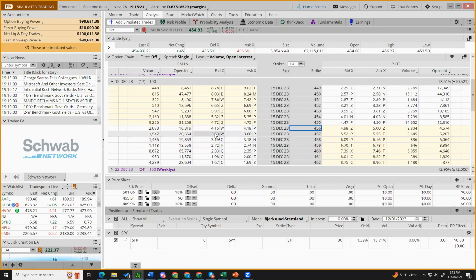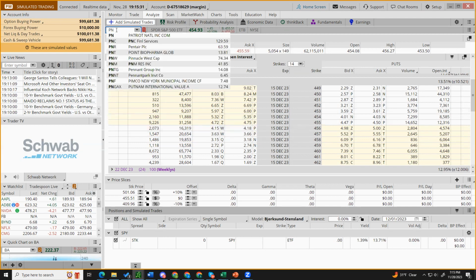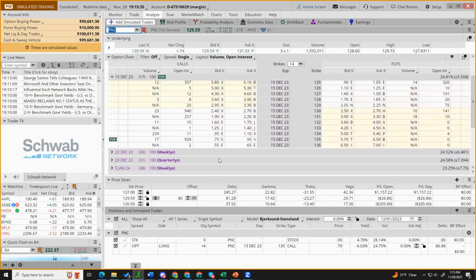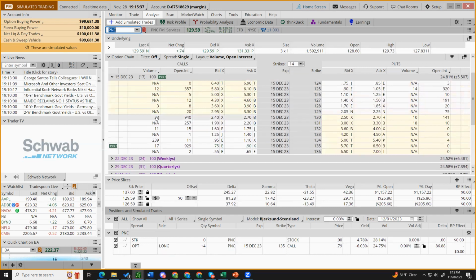What does that give us? It gives us these really teeny tiny 2 and 3 cent spreads. I came from PNC. Let me show you PNC as an alternative. Volume and open interest. Now my volume is 12, 23. My open interest is 357, 940, 257.